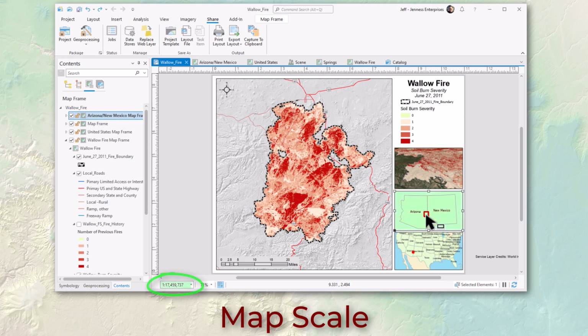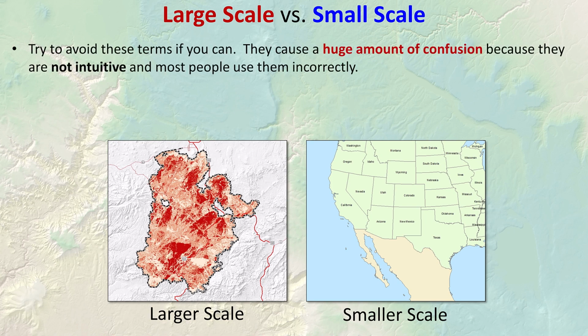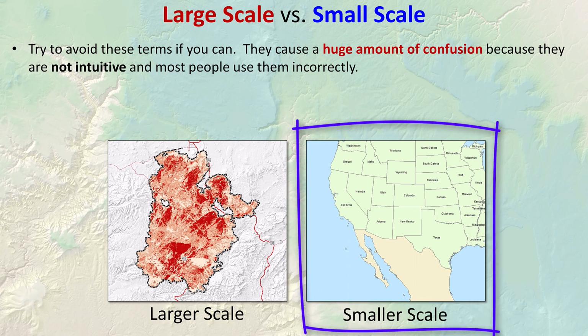Now you may have heard the terms large scale versus small scale, and the definitions of these terms sound obvious, but they're really not. In cartography, the terms large and small scale are not intuitive, and most people get these terms mixed up. In cartography, a large-scale map is one that is zoomed in close, and a small-scale map is zoomed out. Therefore, a large-scale map shows a smaller area than a small-scale map. That means that this wall of fire is at a larger scale than the map of Arizona and New Mexico.